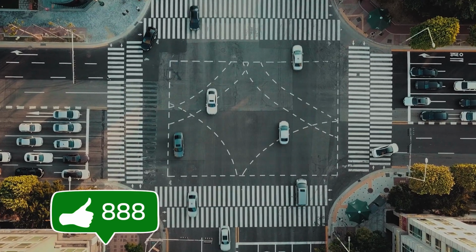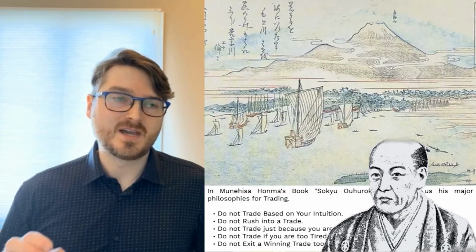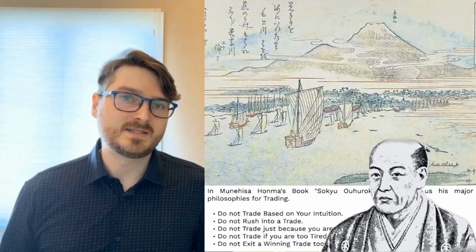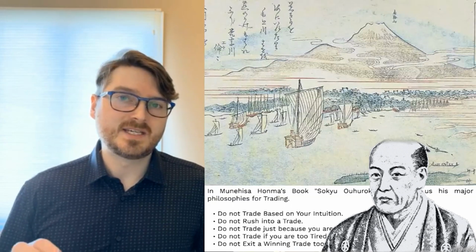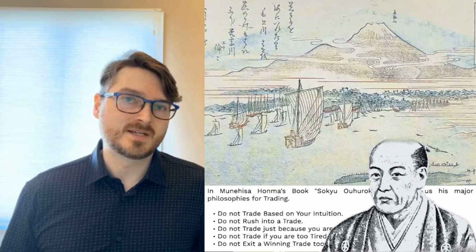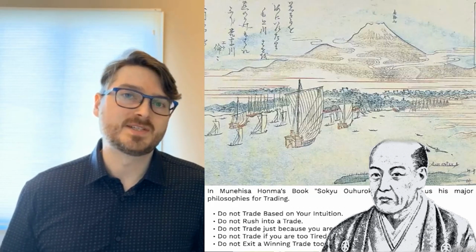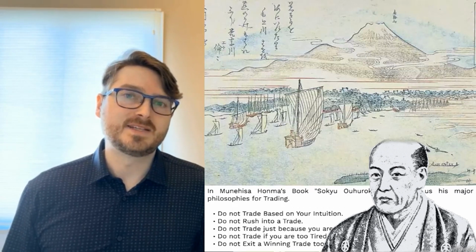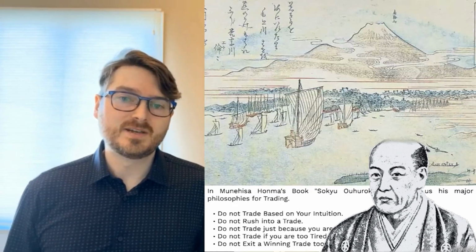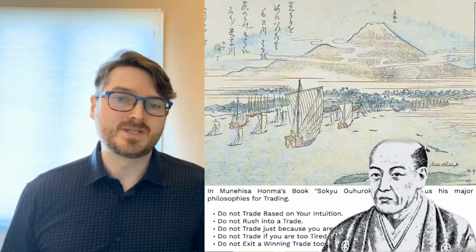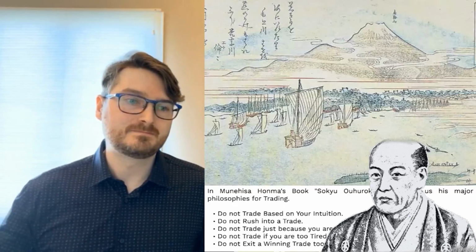And remember Munehisa's philosophies, because all of this still works today. He's one of the most successful traders of the past few centuries. And as mentioned in the previous video, he amassed a fortune of over 10 billion US dollars back in the 18th century. So if anyone knows what to do with trading, it's Munehisa, and keep that in mind.